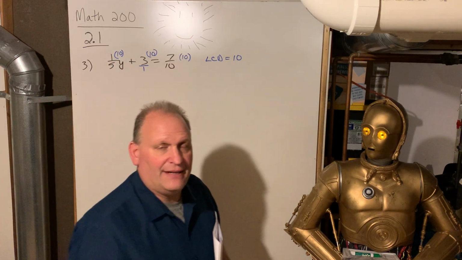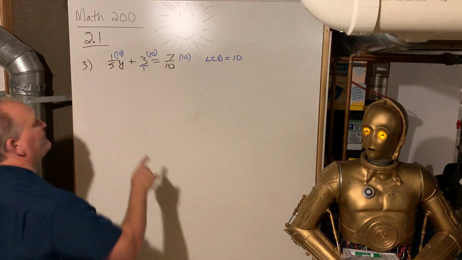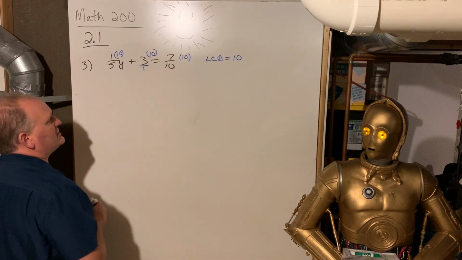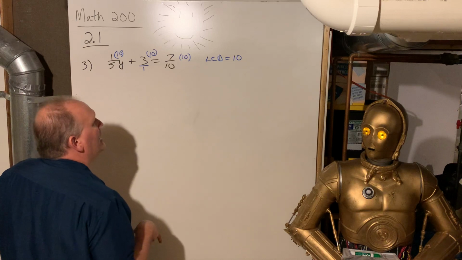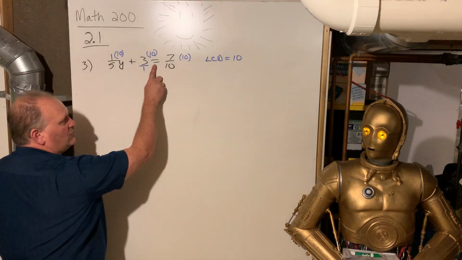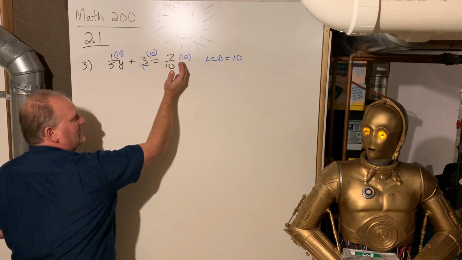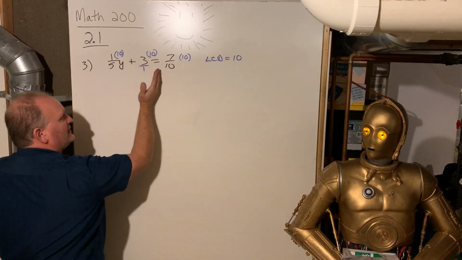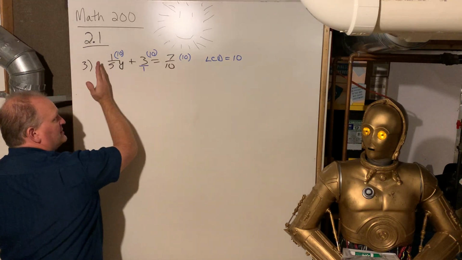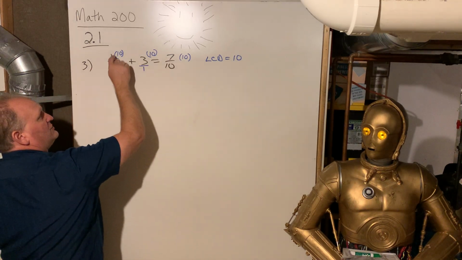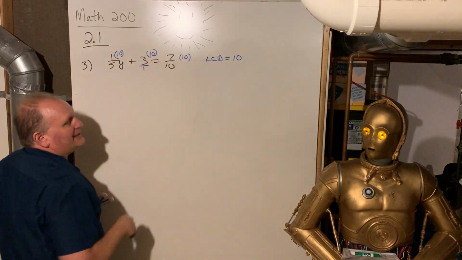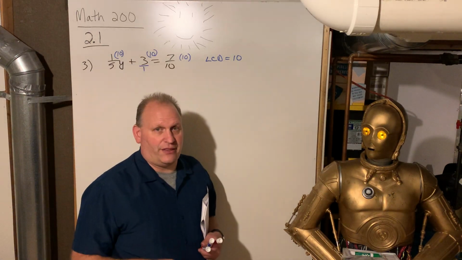Now, a common error that I've seen over my career is people forget to multiply the 3. They just leave it 3. They're like, I didn't have to fix that. Well, it's an equal sign. So if I multiply the right side of the equation by 10, I have to multiply the whole left side by 10. And by multiplying the whole left side by 10, I do the distributive property, and I end up with a 10 there and a 10 on the 3.